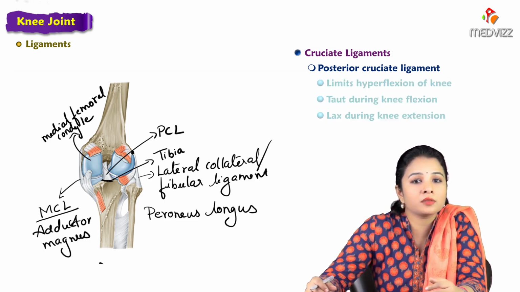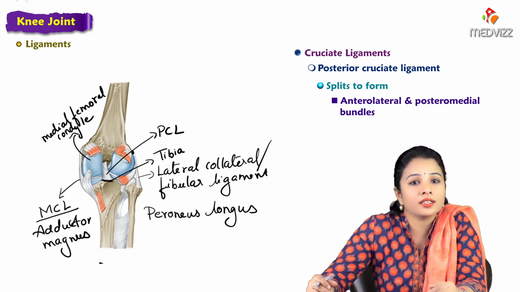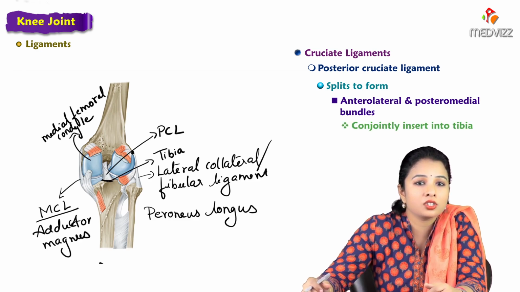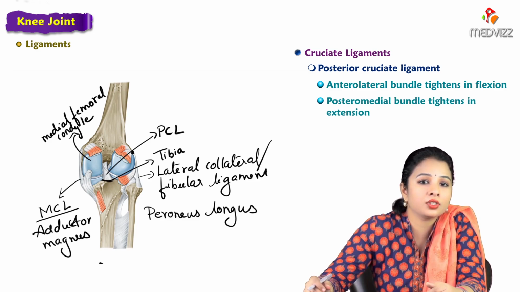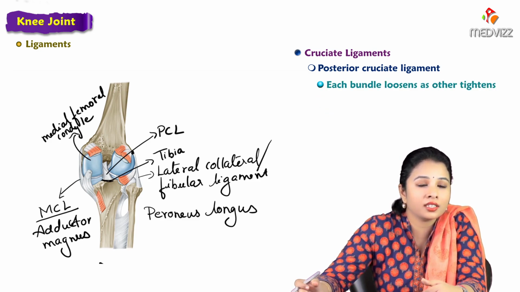Posterior cruciate ligament splits to form anterolateral and posteromedial bundles, and these bundles are named because of their attachment to the femur. These two bundles are conjointly inserted into the tibia inferiorly. Coming to the anterolateral bundle, it tightens in flexion, while the posteromedial bundle is tightened during extension. So each bundle loosens when the other tightens.